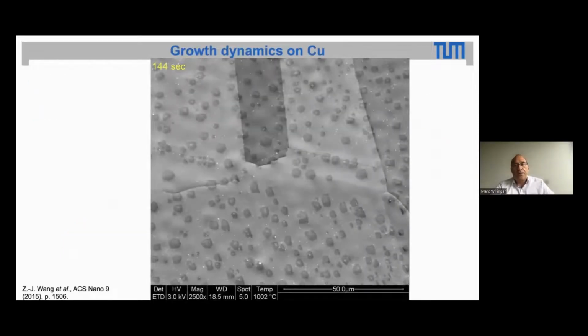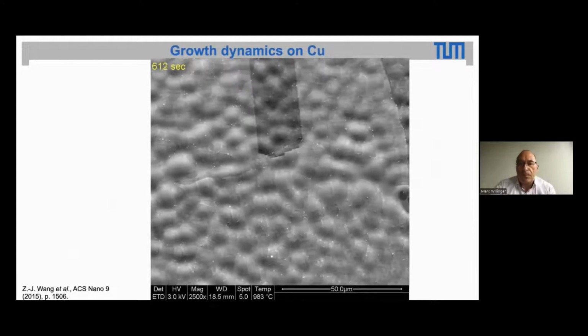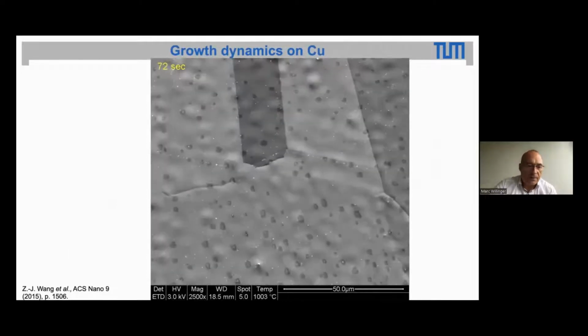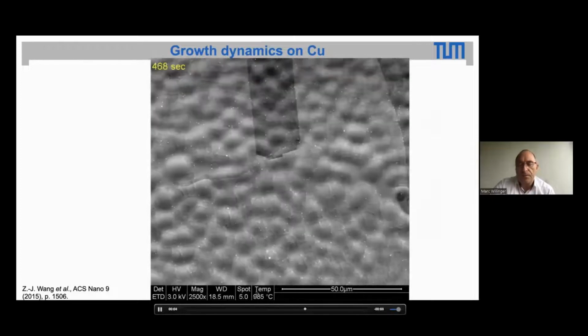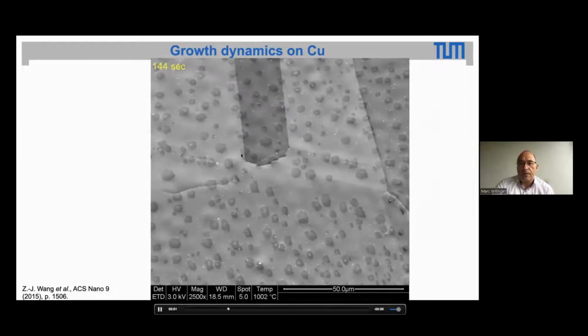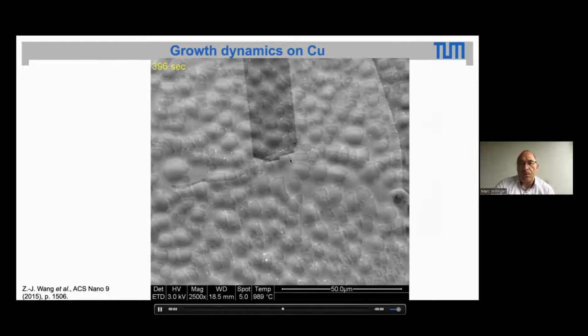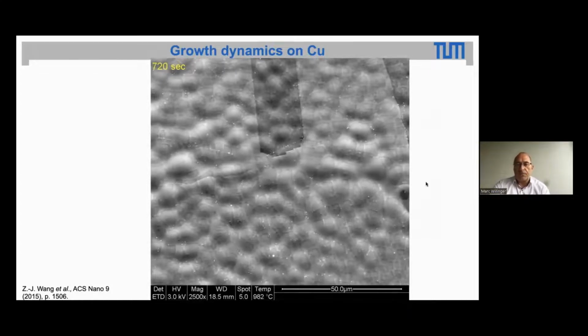And although the graphene is only an atomic layer thick, we can actually see it forming on the surface. So this video here shows the growth of graphene islands on the copper substrate that is here heated to about 1,000 degrees. And you see the growth of these islands, some of them grow at grain boundaries and so on. So we study all these details of the graphene growth on copper.